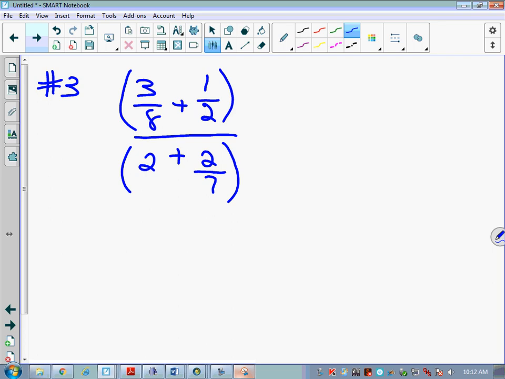So 3/8 plus 1/2. What do I have to do in order to add those two fractions? Common denominator. What is the common denominator of these two? 8. 16 works, but 8 works before 16, right? All right. What do I have to do to get the common denominator of 8?